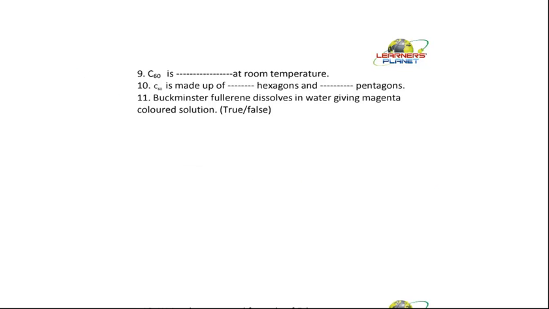So Buckminster fullerene is a mustard colored solid at room temperature. You know, it is amorphous in nature. Your diamond and graphite are the two crystalline allotropes of carbon. So it is not crystalline.